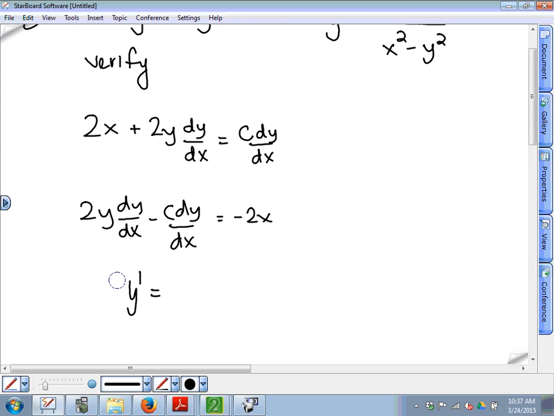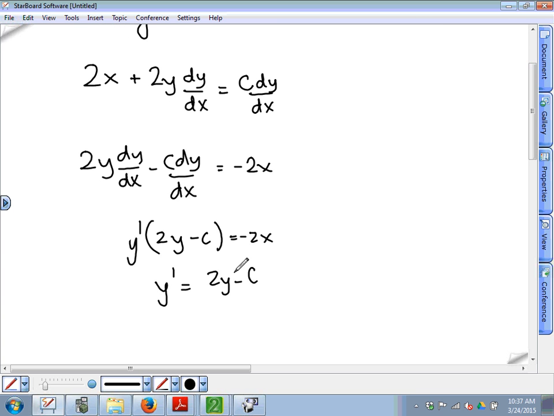Okay. And then what? 2x. Factor out a y prime. Oh, I use 2y minus c equals negative 2x. And you divide both sides by that. And then you got the negative. Oops. It would be negative 2x over 2y. Yeah, that's what I got. So I got positive 2x over c minus 2y. Formalities. Times it by negative 1.